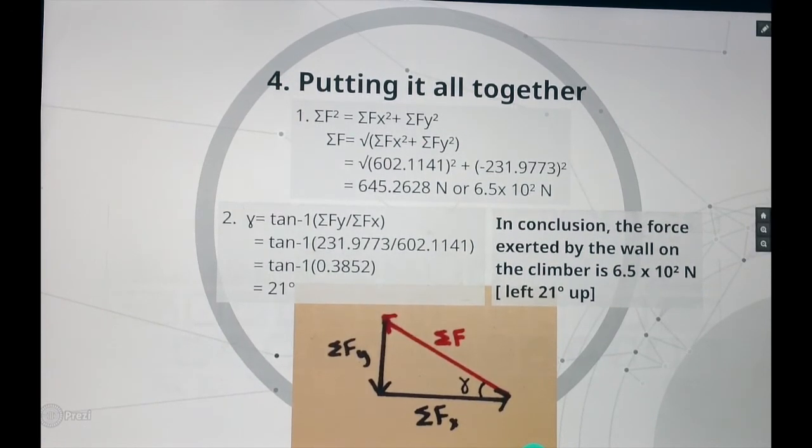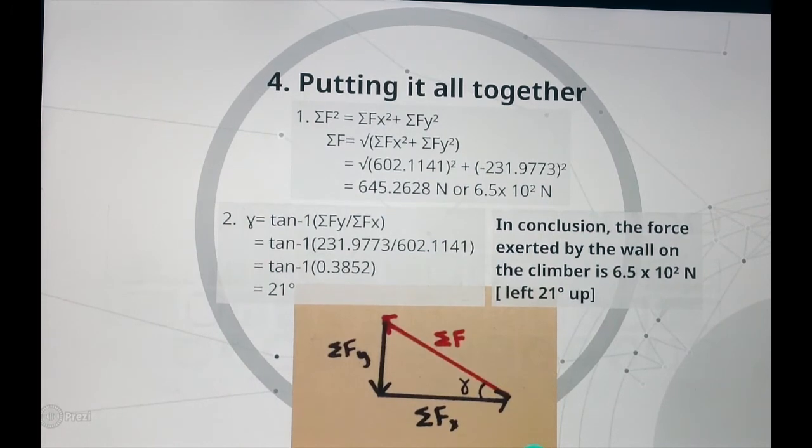However, we still haven't solved for direction yet. To solve for direction, we would solve for gamma. Using the trig function, tan gamma equals the total y components divided by the total x components, gamma will equal 21 degrees. And as you can see, the final red vector is in the left up direction.